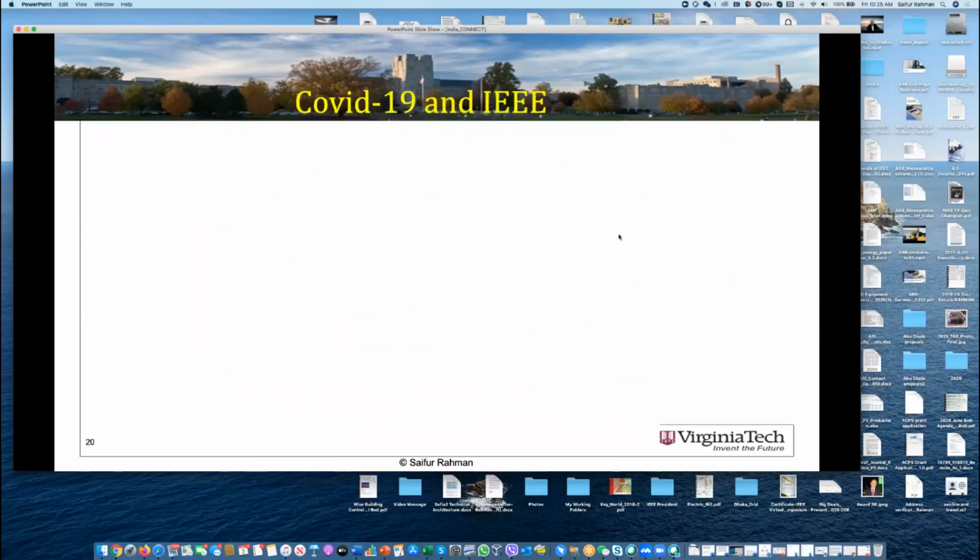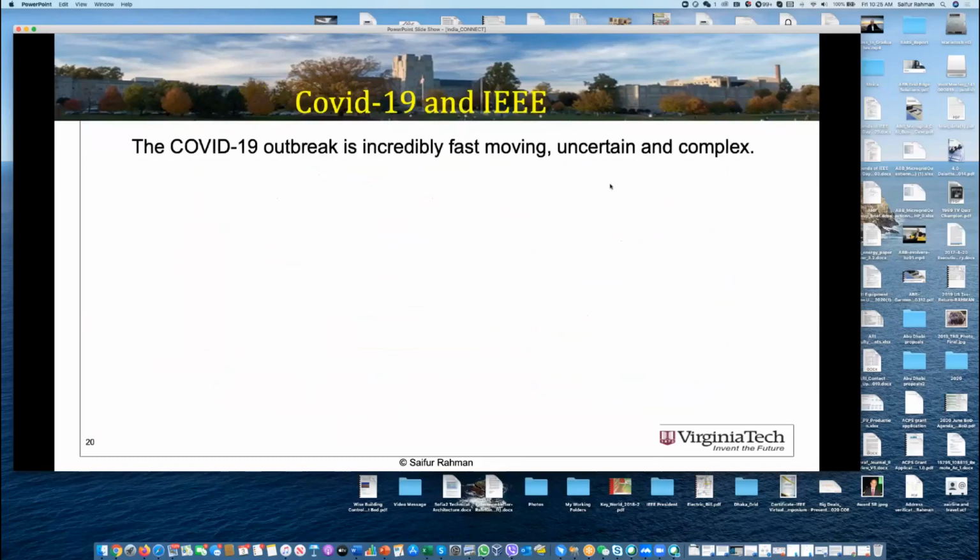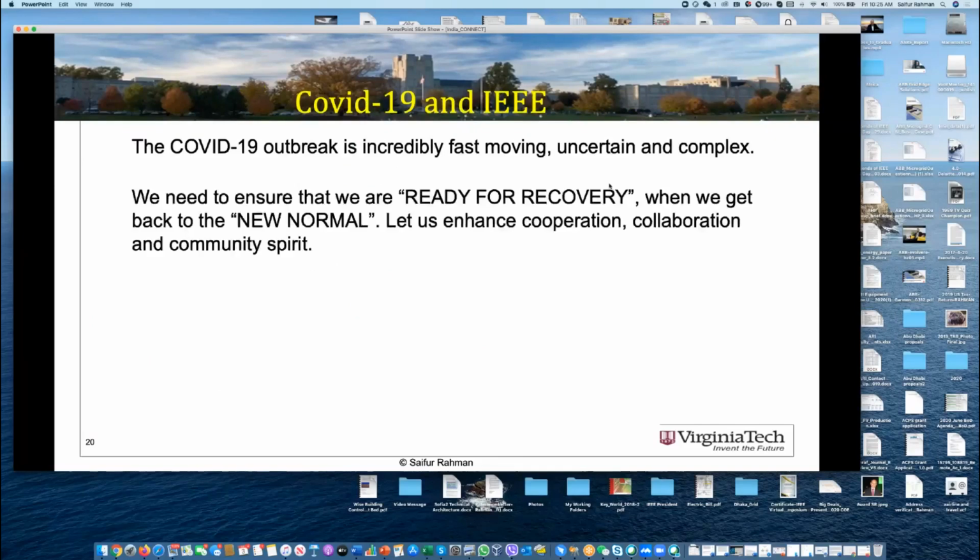So I'm done with the technical part, but I am an IEEE member. I am a faculty member, and like most of you or many of you, I am dealing with COVID-19. So what can IEEE do in this situation? We all know COVID-19 is a fast-moving thing, uncertain and complex. But we know that we will also get out of this someday. So what I'm saying as a colleague, as another IEEE member, is that we have to be ready for this. Talk about UAV, talk about solar energy, talk about energy internet. We know all these things. So how do we make sure that we go back to the new normal by cooperation, collaboration, and community spirit?